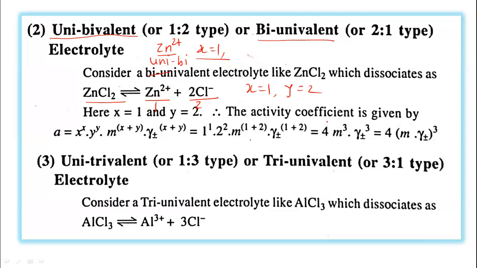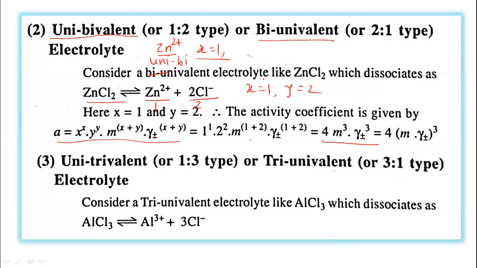So the expression for the activity, according to this equation, becomes: x raised to x, 1 raised to 1, y raised to y, 2 raised to 2, m raised to x plus y, 1 plus 2, gamma plus minus raised to 1 plus 2. So it is 4 into m cube into gamma plus minus raised to cube. This is the expression for the unibivalent or 1s2 type of electrolyte. The example is ZnCl2.